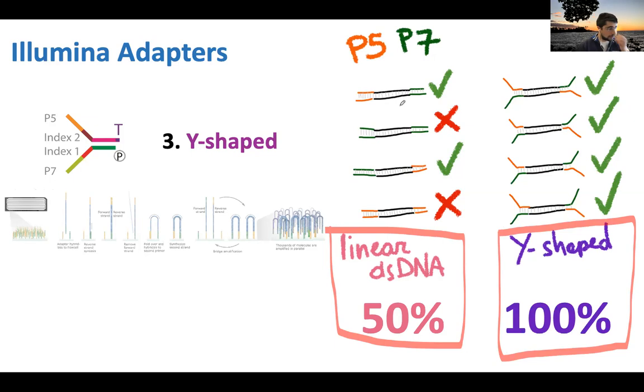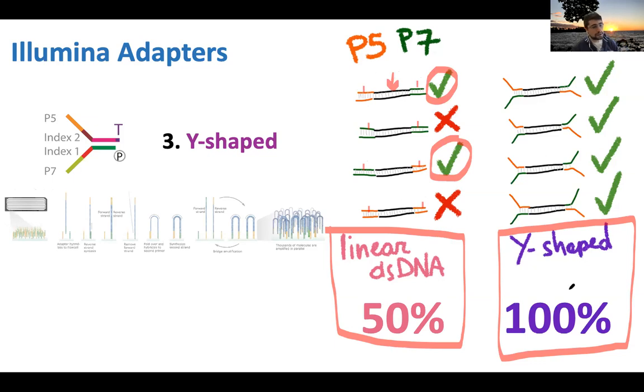On the left, whenever you're doing ligation, attaching these oligos to your fragment, depicted in black here, you have these possible combinations with linear double-stranded DNA: orange-green, green-green, green-orange, and orange-orange. But the correct information is only there when you have both included. So only in 50% of the cases do you have the information of both P5 and P7.